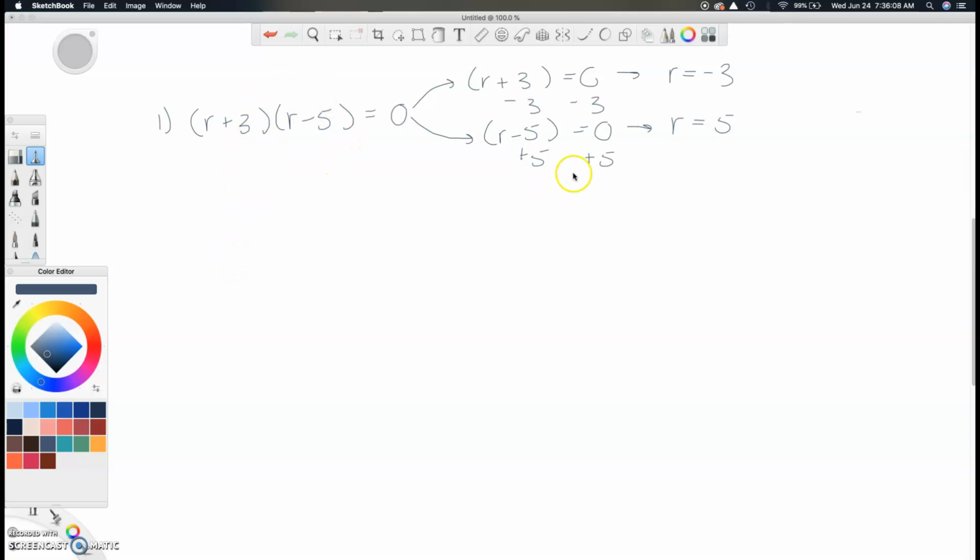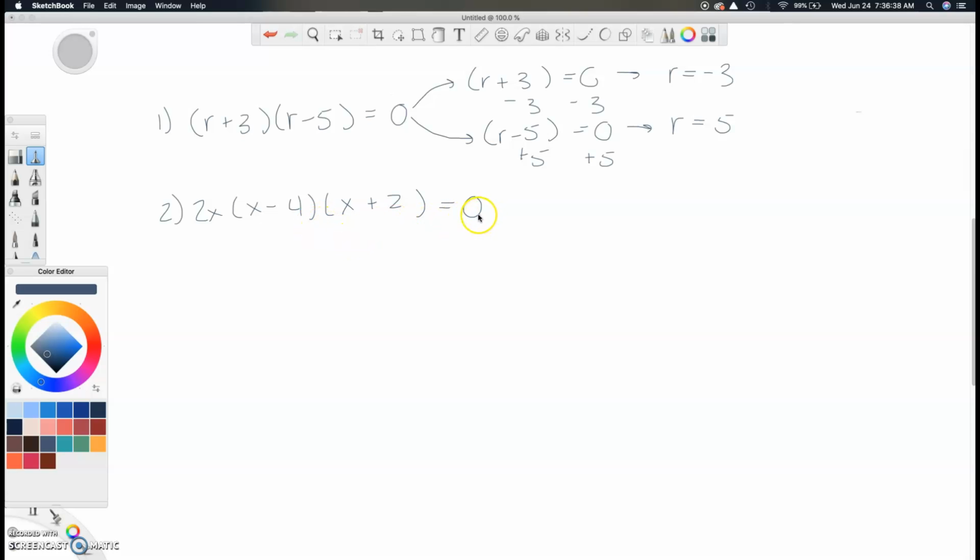Now, what if instead we were given something funky like this? Say we were given 2x times x minus 4 times x plus 2 equals 0. How many answers do I actually have here? How many possible x values will result in a 0 value? And let me preface this: this is not a quadratic. This is just a slightly more complicated example that I want to show you all.